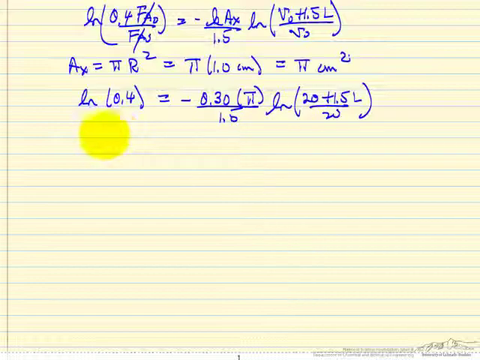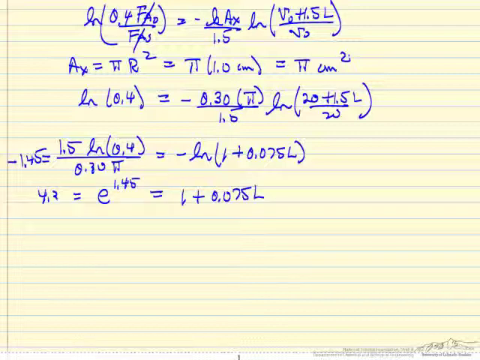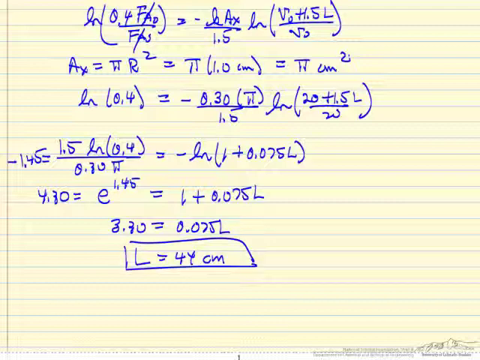So we can substitute in the values here for calculations. So this shows the rearrangement of the equation, and this left side is 1.45, so we're going to take the exponent of both sides. Well, it's actually minus 1.45. The log of 0.4 is negative, and so the minus signs are going to cancel. And then we're going to take the exponent of both sides, and this is 4.30, so 3.30 is 0.075 times the length, and we end up with a length of 44 centimeters for this porous wall plug flow reactor.